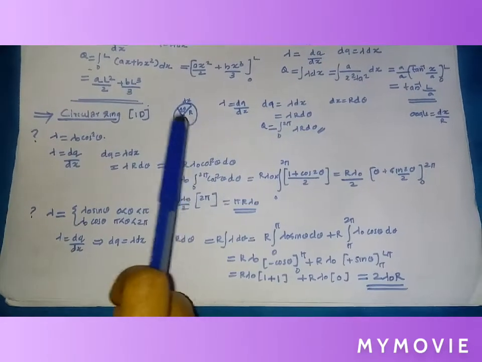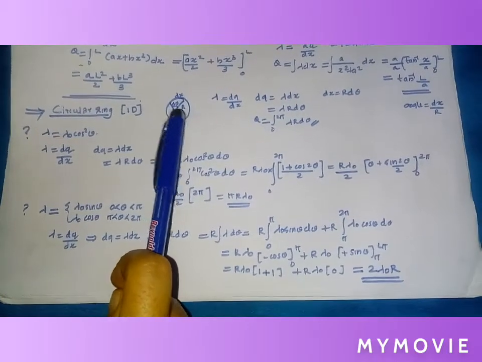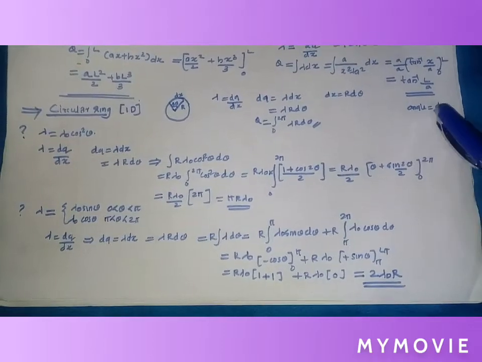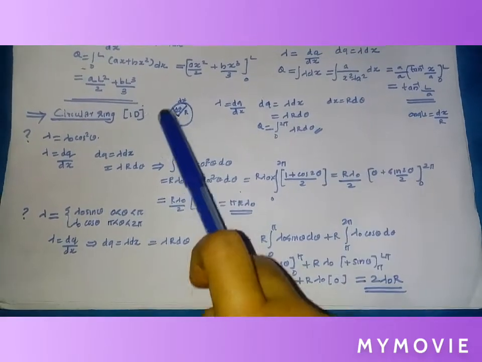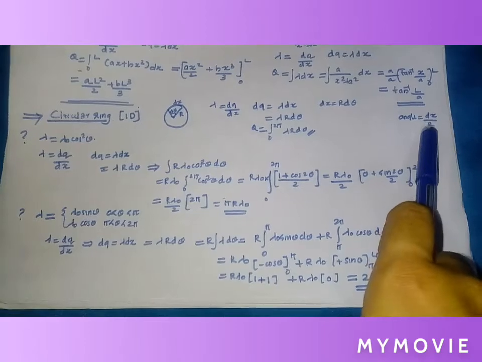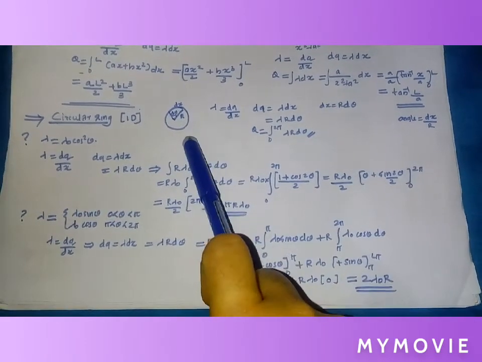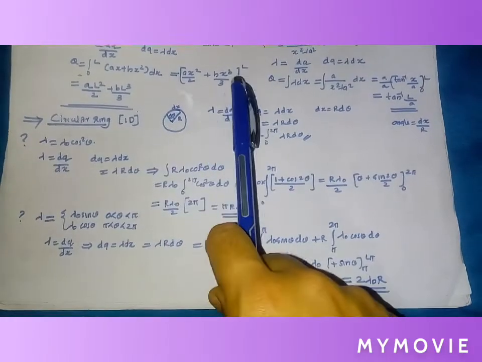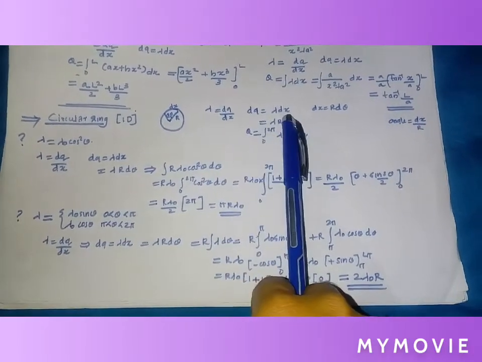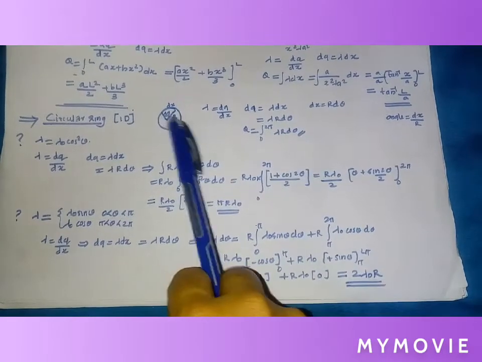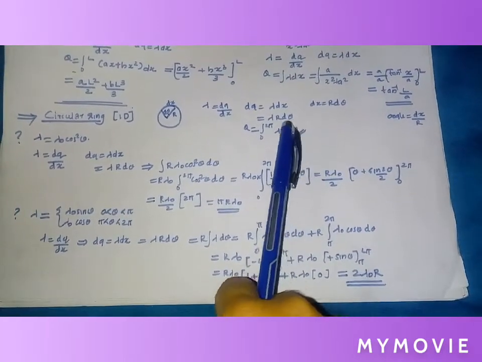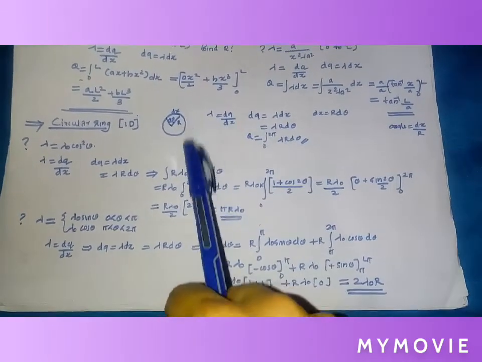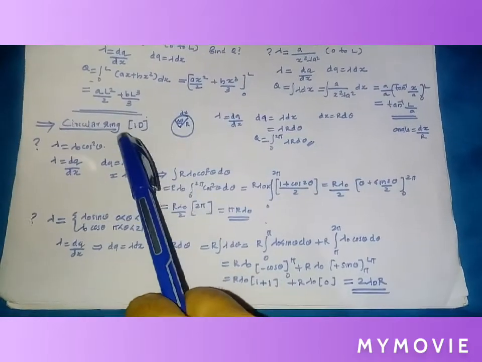We know that the circular ring is like this. So dx in the figure is r d theta. From that we know that angle is equal to arc by radius. Here arc is equal to dx divided by radius r, that is d theta is equal to dx divided by r. So dx is equal to r d theta. The basic equation lambda is equal to dq by dx, dq is equal to lambda dx, and dx is equal to r d theta from the figure. So we have to change dx with r d theta. That is the one additional procedure when we come to a circular ring.